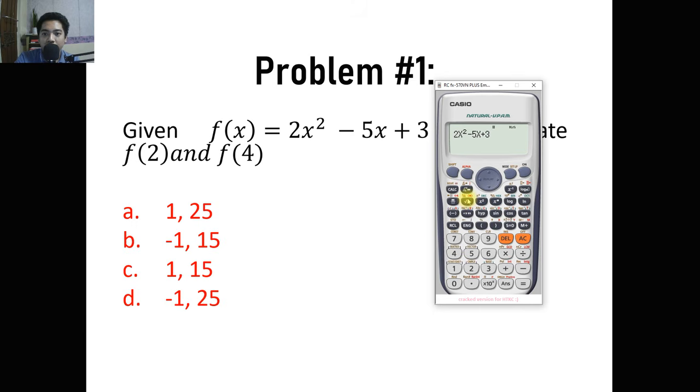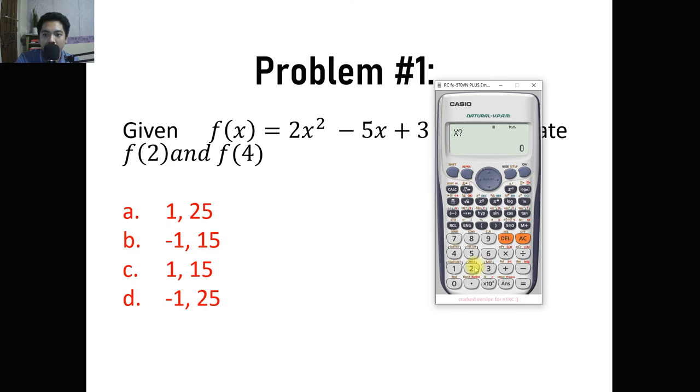So what are we going to do next? We're going to input the values 2 and 4 in our calculator. If we press CALC, the calculator will ask for the value of x that we're going to input. Now we can evaluate this by entering 2, because the problem is asking for f of 2.